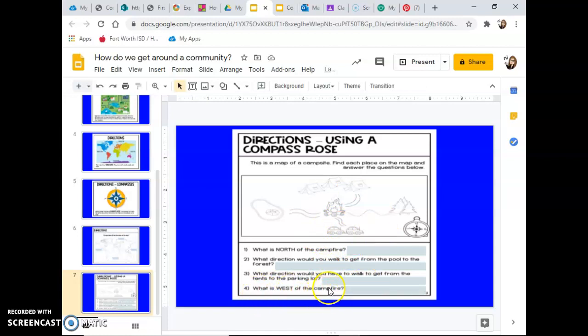What is west of the campfire? So here's my campfire. You have to figure out what direction is west? And if I go in that direction, what will I run into? And you have to type your answer there. When you have finished page 6 and 7, you are finished with your assignment and you may turn it in.